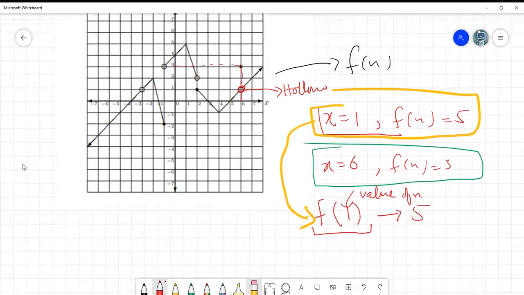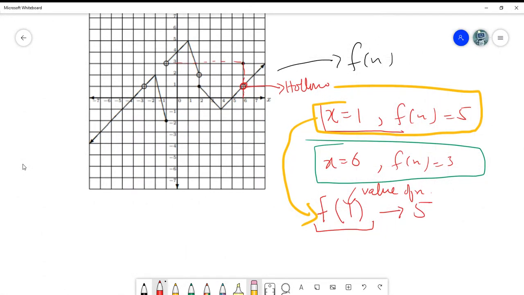Let's try and understand this using one more example. What is f of minus 2? The bracket basically contains the value of x, so we have to find the corresponding value of the function when x is minus 2. Looking at the graph, we can see that the value of f of x when x is minus 2 is 2. So the answer to this is 2.